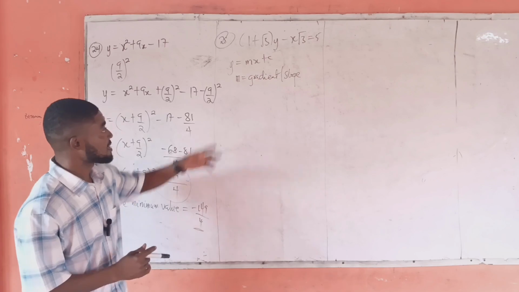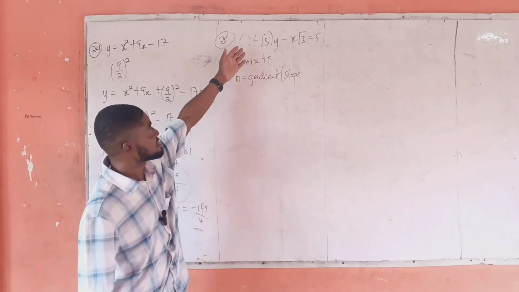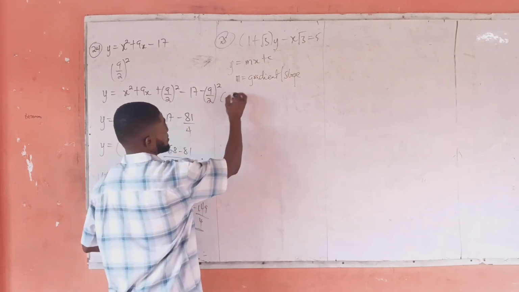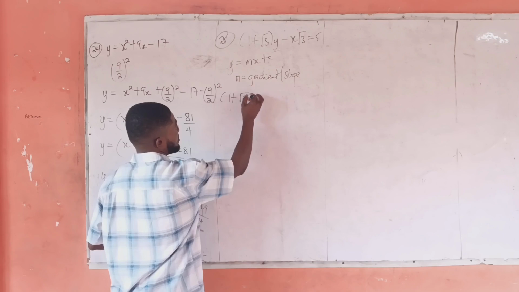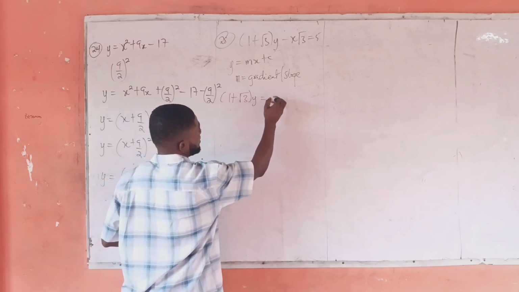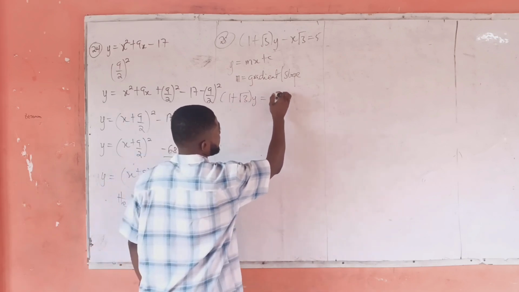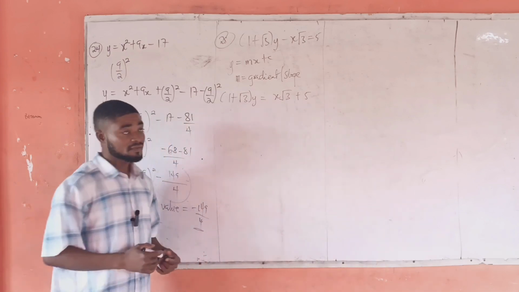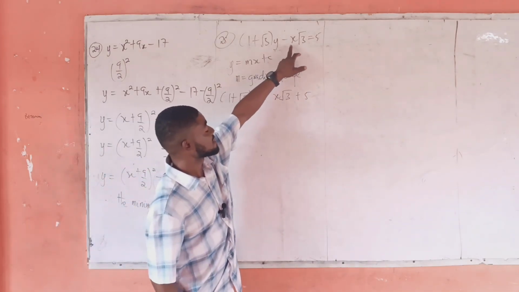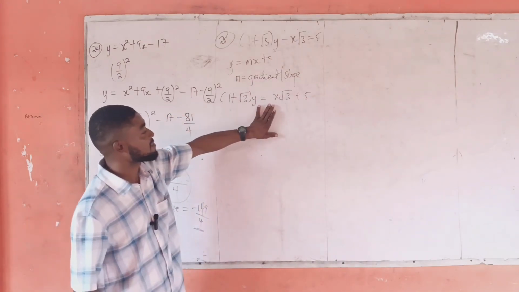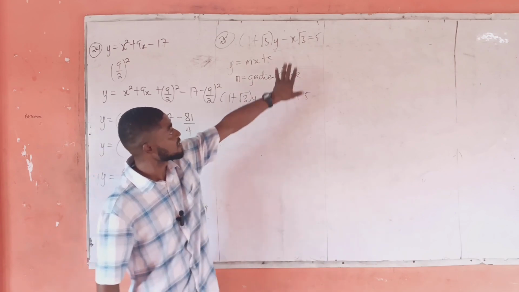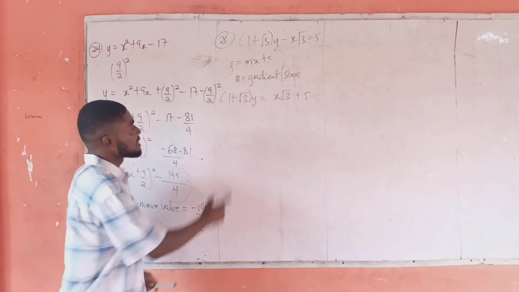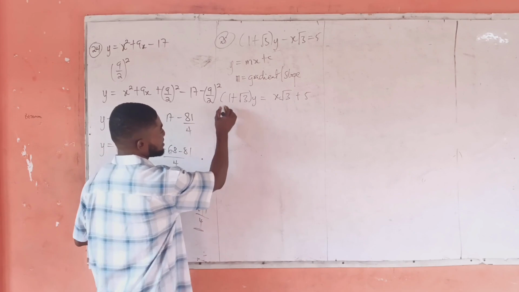It will be better if I'm able to express this in terms of y is equal to mx plus c. All I did was to move my negative x root 3 to the other side so that it becomes a positive root 3 x plus 5, because the 5 is already positive. This is the situation I have. Now I want to make y the subject.